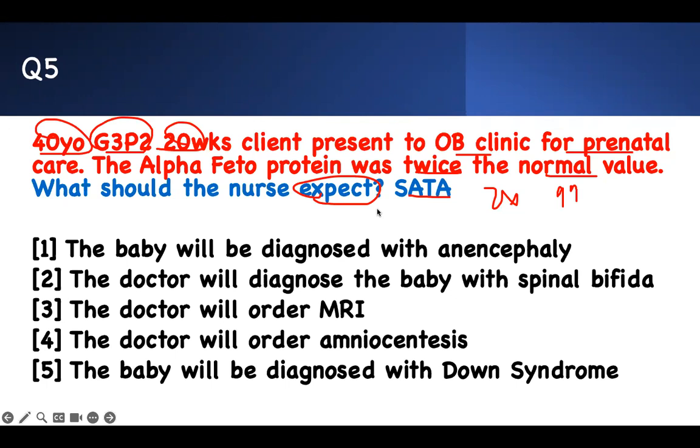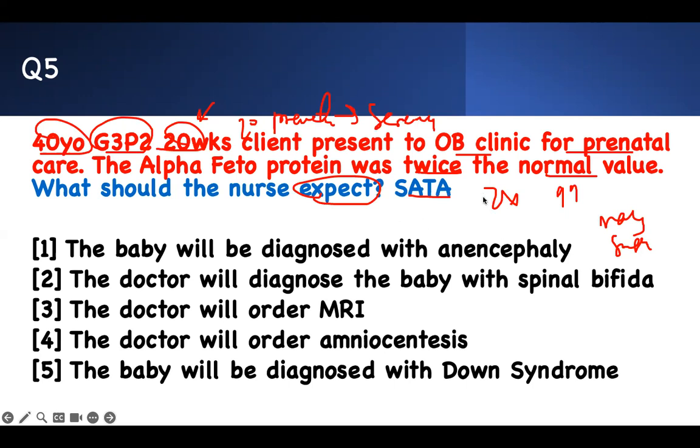Concept you're supposed to know. When your alpha fetoprotein is elevated, it's significant. It signifies certain things. It may indicate, the word is may, that something is not right. This is usually done at 20 weeks. Why? It's a secondary prevention. What is secondary prevention? It's a screening test. So if I'm screening for something, if I see this, it may indicate that you have what?